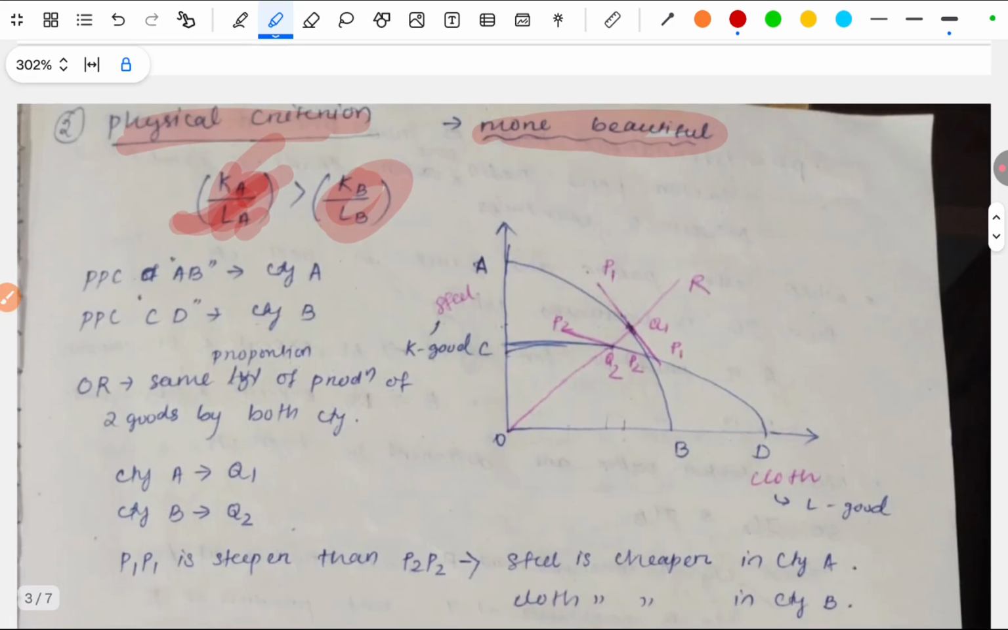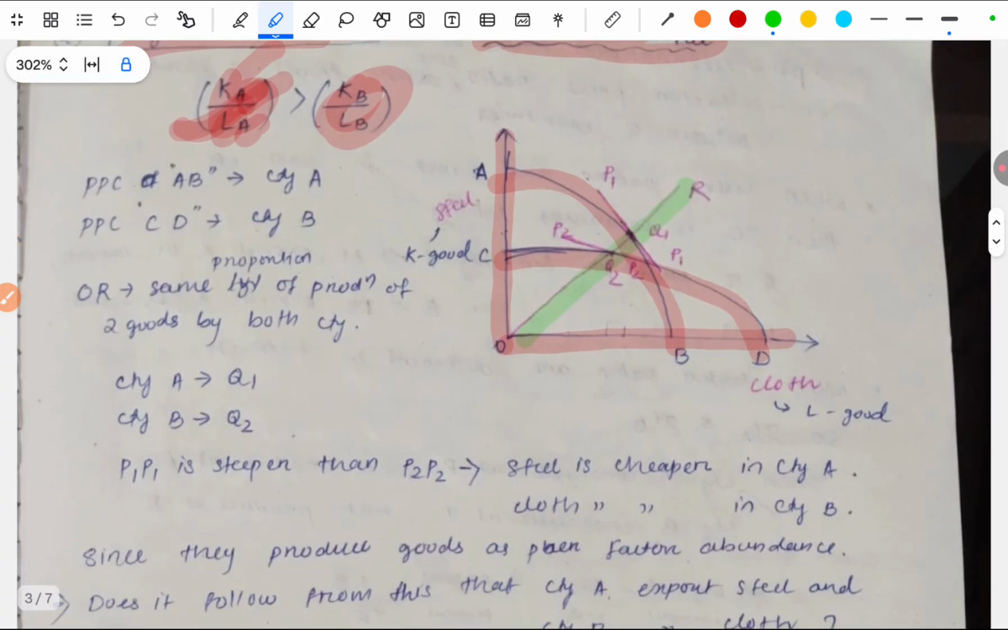So this is the diagram. This is the capital intensive good, this is the labor intensive good, this is the production function for country B, this is the production function for country A. This is the line in which both countries produce the same proportion of the two goods. Country A will produce at Q1 and country B will produce at Q2.